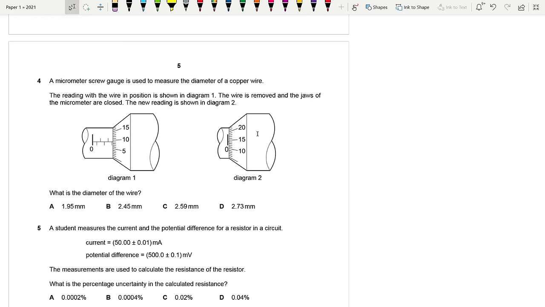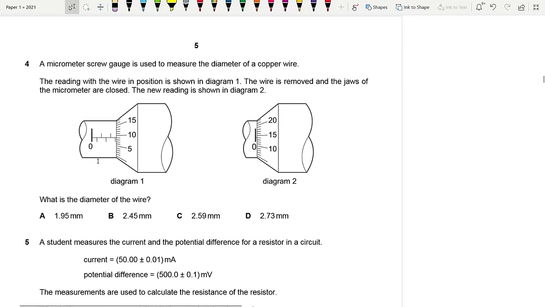So here's the thing. For a micrometer, you need to check if there's a zero error or not. Okay? That's your priority. So zero errors are of two types. They can be either positive or negative zero errors. As you can see from this diagram, the thimble scale corresponds with the main scale at 14.